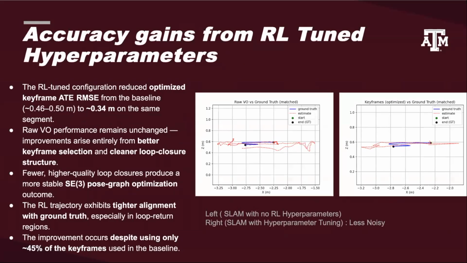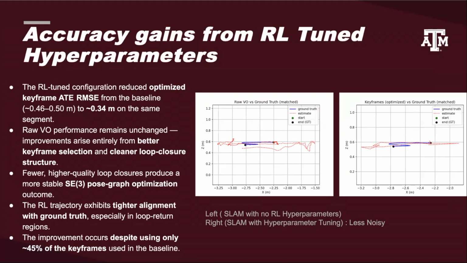The RL optimized configuration improves ATE RMSE from the baseline's 0.46 to 0.34 while using less than half as many keyframes. Raw VO does not change. Gains arise from better keyframe placement and strict loop closure validation.